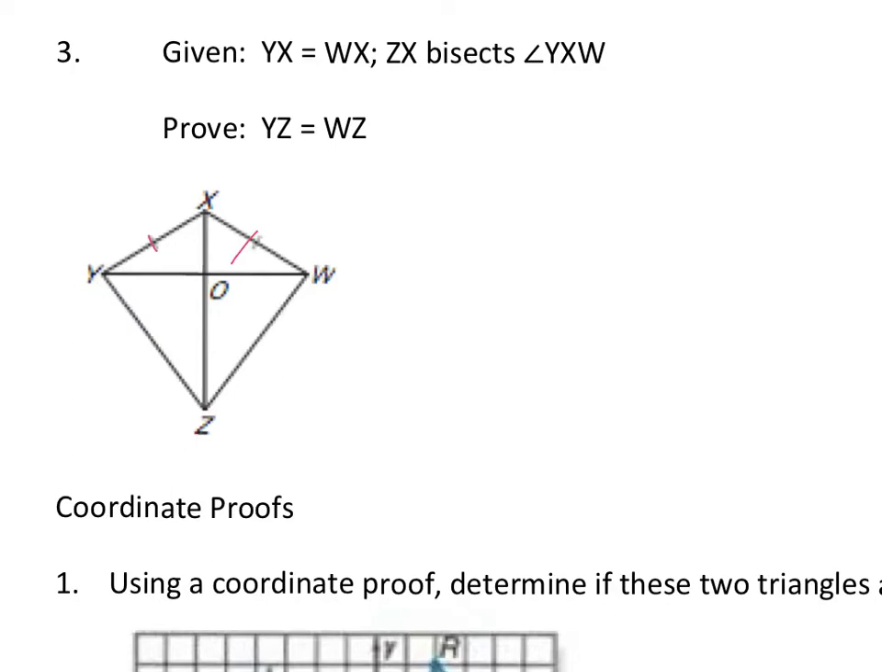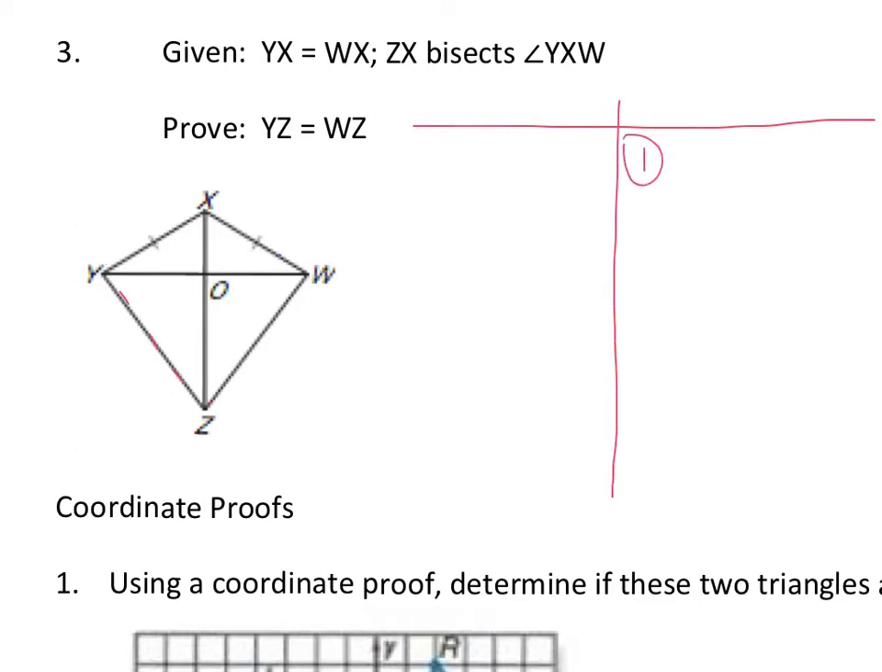Okay, we're trying to prove that YZ is equal to WZ. So we're not trying to prove triangle congruency, but we need to get the triangles congruent. And probably we want to get triangle YXZ congruent to triangle WXZ, and then we can say that YZ is equal to WZ. So let me erase that. And let's start our proof.